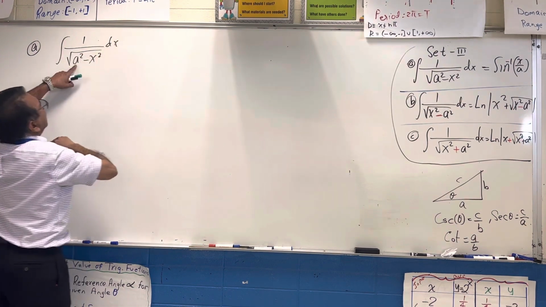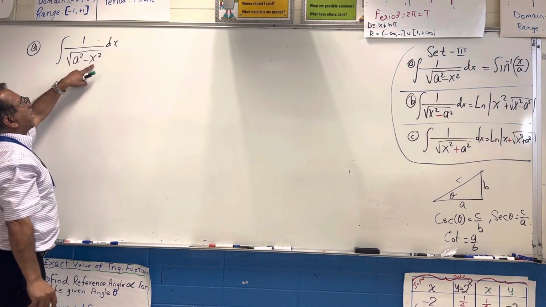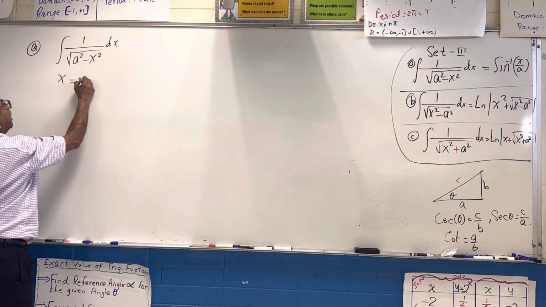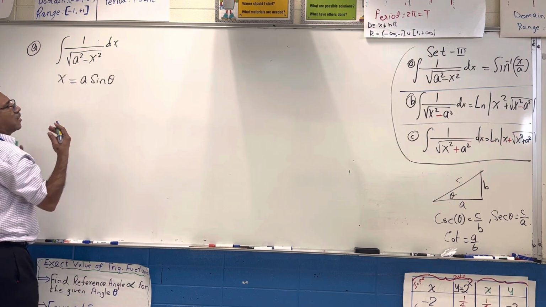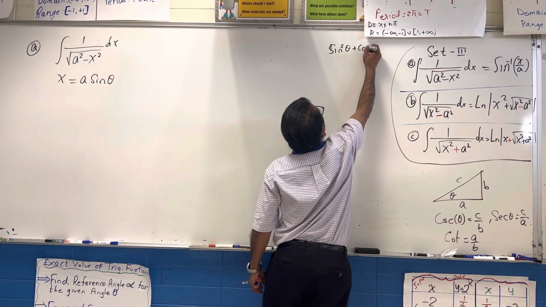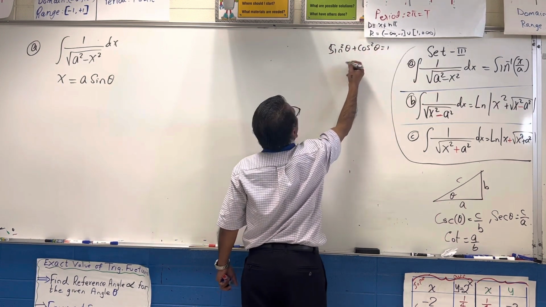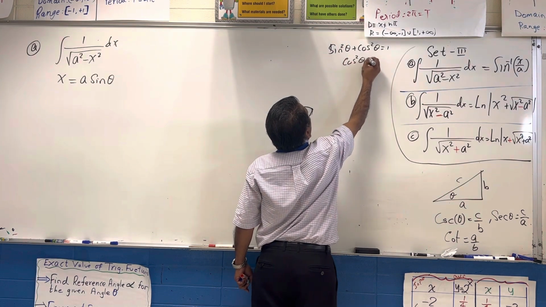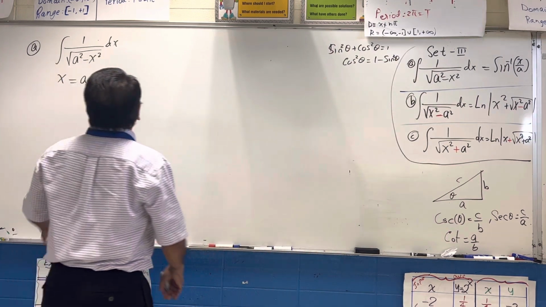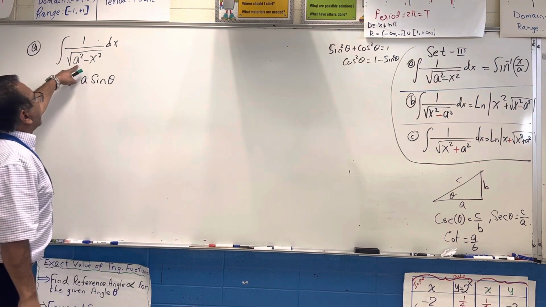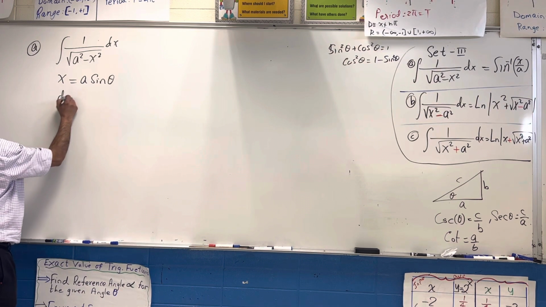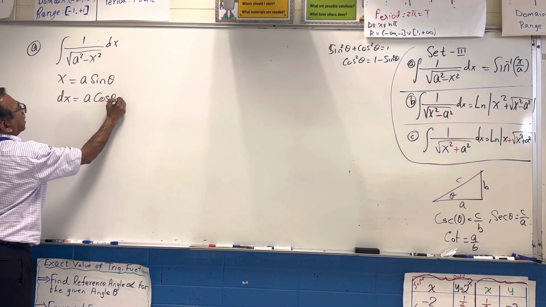Since it is a squared minus x squared, the variable is subtracted, so it is better to replace x by a sine theta. The reason is that we know the Pythagorean identity: sine squared theta plus cosine squared theta is 1, and cosine squared theta equals 1 minus sine squared theta. In this case there's a squared, so I'm going to write x equals a sine theta. If I differentiate this, dx becomes a cosine theta d theta.